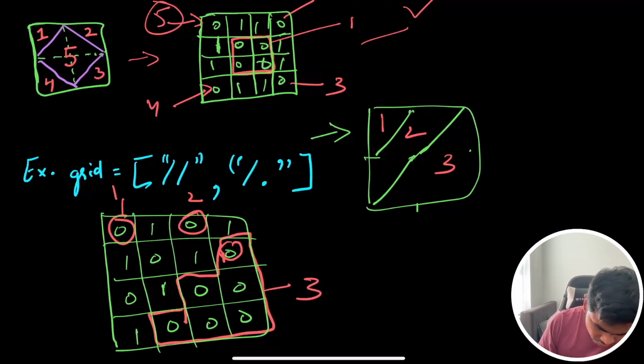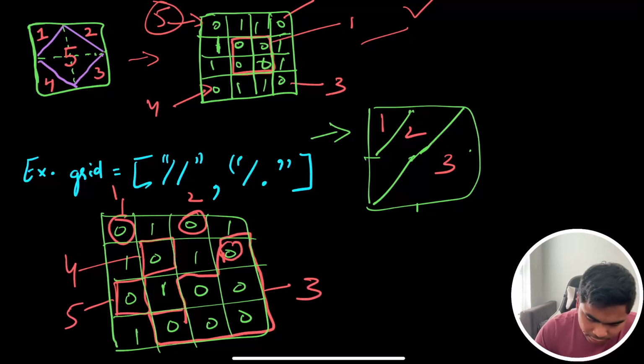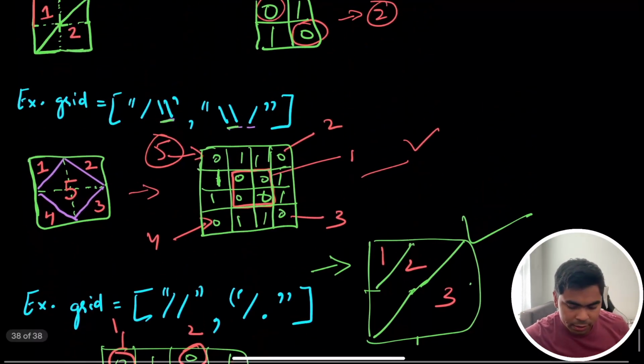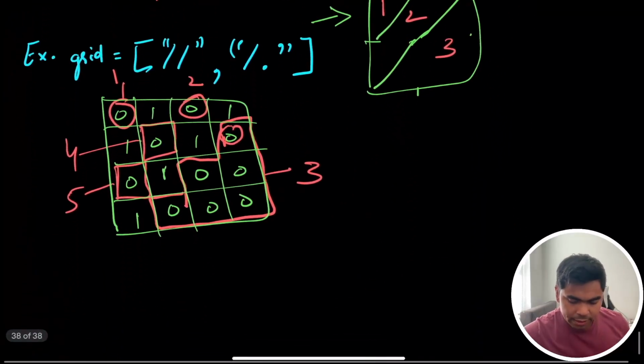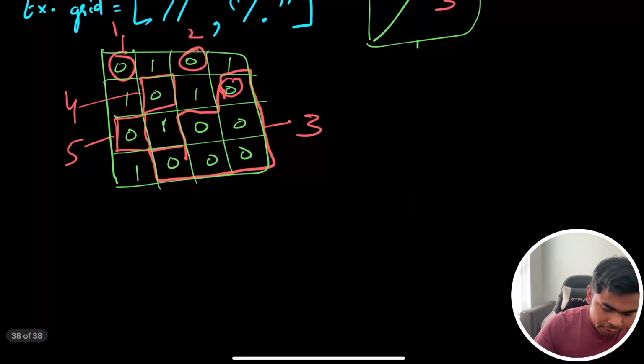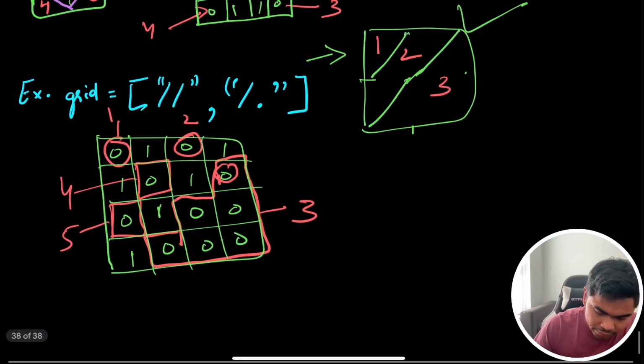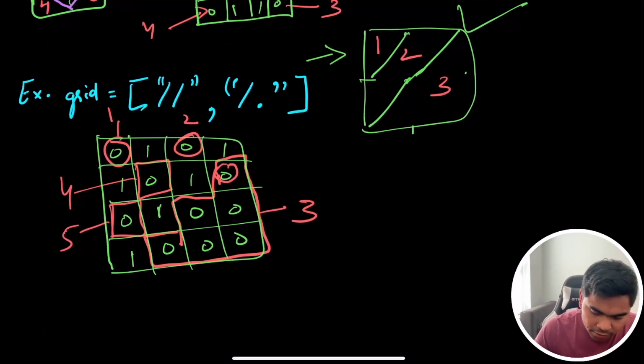So this is 3, but then this is not connected, and this is not connected, so 4 and 5. But I could only see 3 shapes. That should have been my answer. So that is why, guys, this 2x2 is not working for us. So what I'll do is I'll basically use 3x3.